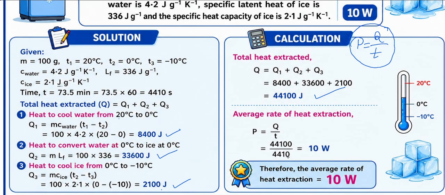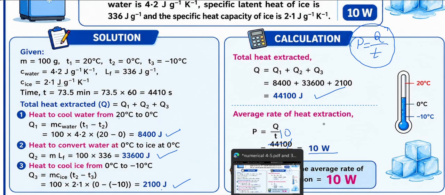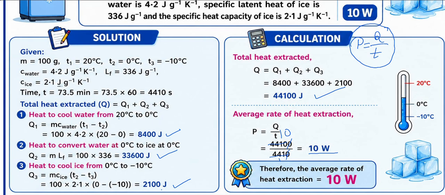You can see the 0 will cancel with this 0. Now 441 ones are 441 and 441 tens are 4,410. So you get 10 watt. In this way you can solve this problem. This problem is not difficult, but how to solve it is important: how to understand which formula you have to apply where. Whenever you read the question properly and practice, it will be easy for you to solve any type of numerical.